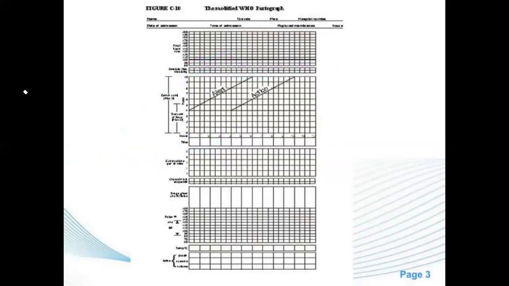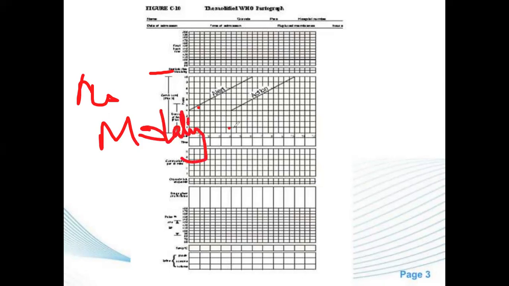Again, dear, here we have one more column which represents the molding. It tells you how much molding has occurred, whether it is +1, overlapping kind of, or +2. How do you check the molding? It is done with PV. We do a per vaginal examination and see how much molding is there.